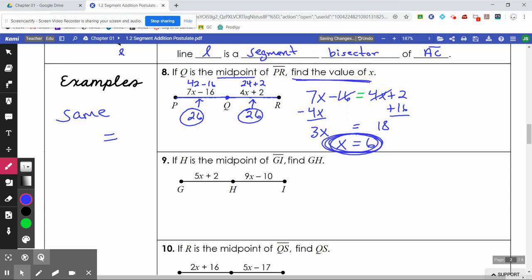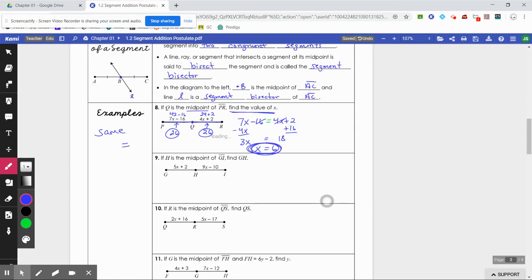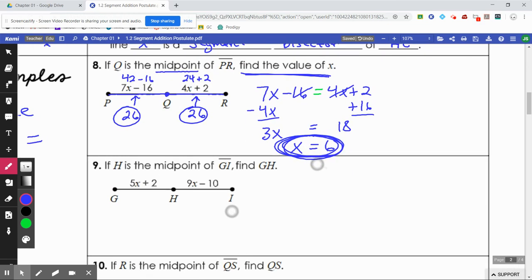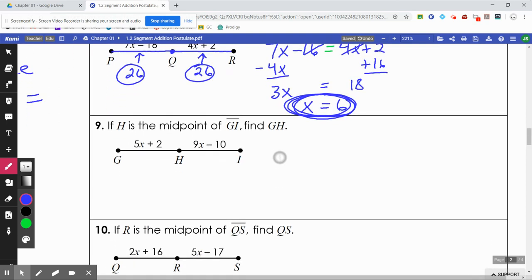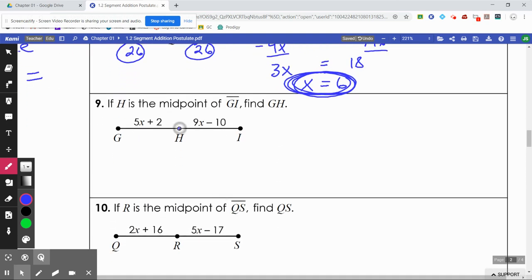Now, if you think about this, it'd be really hard to miss one of these problems because they check themselves as you plug these values in. Number 9, h is the middle. So if h is the middle, then 5x plus 2, that distance, and the distance from h to I, which is 9x minus 10, those two distances have to be the same, which means equal.